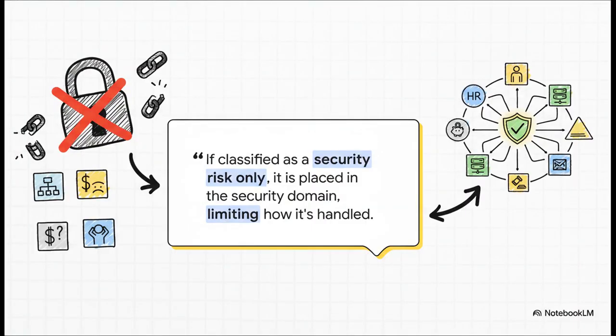This is so important. If you slap the wrong label on a problem, you are guaranteed to get the wrong solution. It's that simple. The moment you call this just a security risk, you've basically given every other team, HR, finance, IT, you name it, a get-out-of-jail-free card. They can all just wash their hands of it and say, nope, not our problem. And the real root causes, they never, ever get addressed.